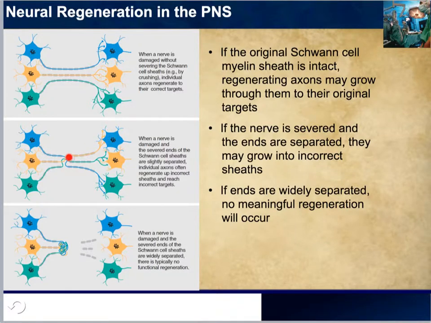And you could see again how this would now regenerate to the blue, whereas it should have regenerated to the yellow. Now, when we damage the nerve and also we sever the ends of the Schwann cell sheets, and this is widely done at a massive level, then we run the risk of having these widely separated, and then we would not see any regeneration occur. They would just kind of be separated in there and crumble up in here and not regrow at all.